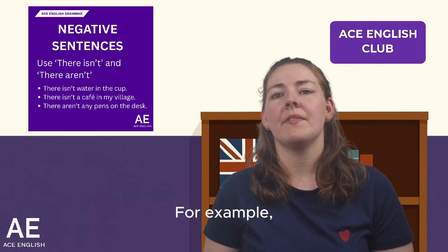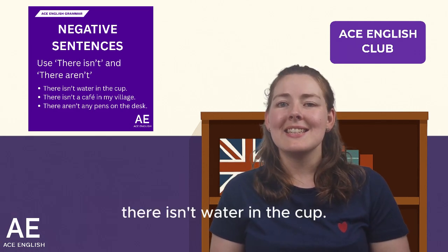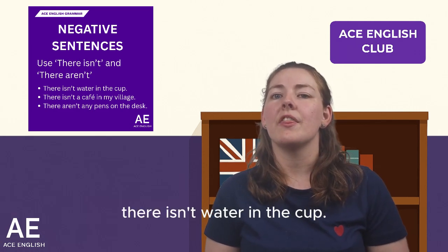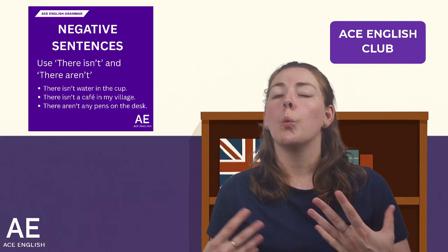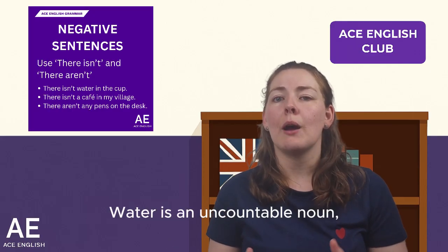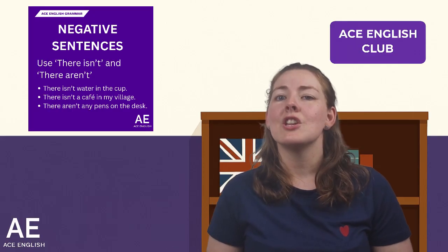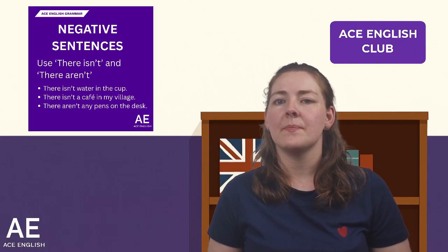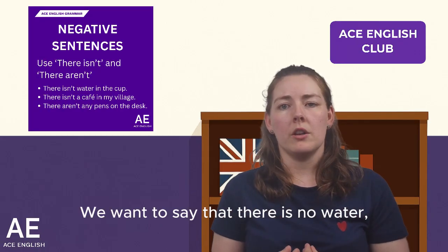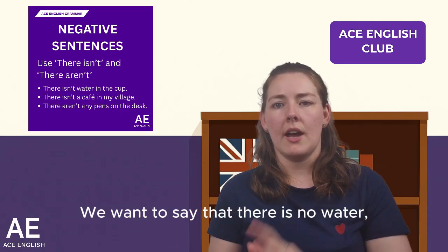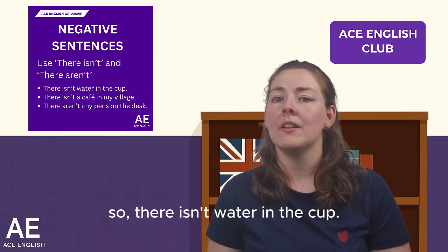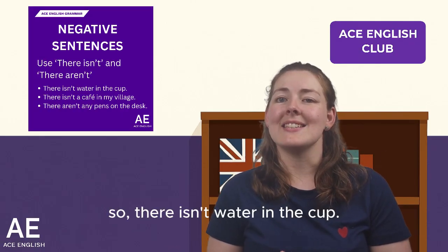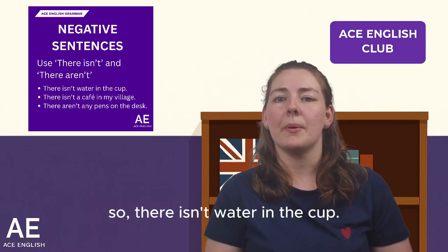For example, there isn't water in the cup. Water is an uncountable noun, so we need to use the singular is. We want to say that there is no water, so there isn't water in the cup.